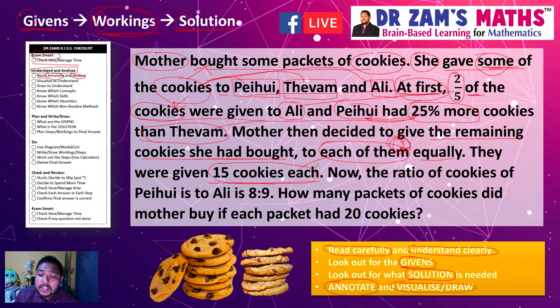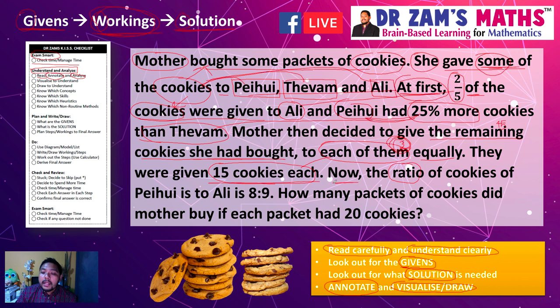Derived given means it is not direct. The given is not directly there for you. You just have to do simple calculations. For example, in this case, you can easily take 3 times 15. That means the remaining from what mommy had already given to the three of them was 45 cookies, 3 times 15. So that's called the derived given. But it's okay, we'll talk more about that later on. So what happened next? When mommy did this, what happened?